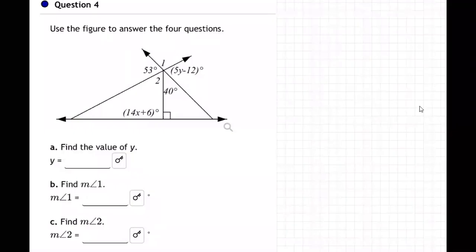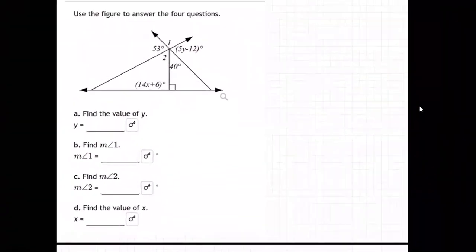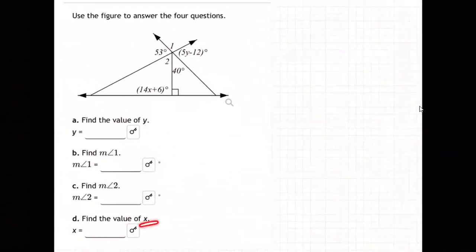Okay, so question 4. They're saying use the figure to answer 4 questions. They actually want y, which is part of this angle, and the m stands for measure. Measure of angle 1, which is angle 1's right there. Measure of angle 2, which is right here. And then finally, value of x. X is part of this angle right there, 14x plus 6.